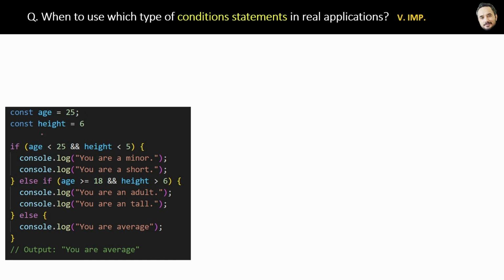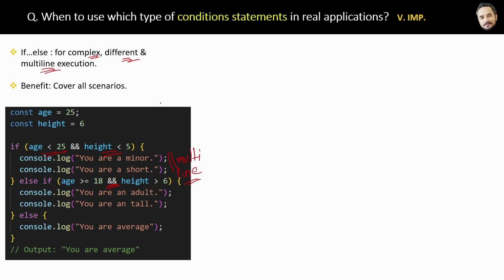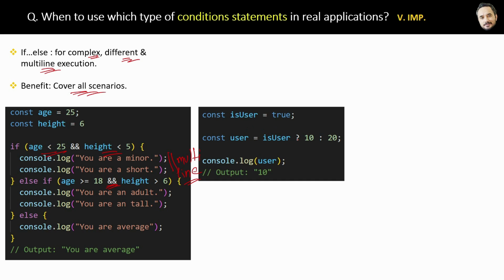Now here you can see if else can handle any type of complex condition, and even multiple conditions with multiple and or multiple or operators it can handle. Also inside the curly braces, the if block can have multiple lines of code. The point is, if else is good for complex, different and multi-line executions. And the benefit of if else is it can cover all the types of scenarios, which is why it is the most used one.